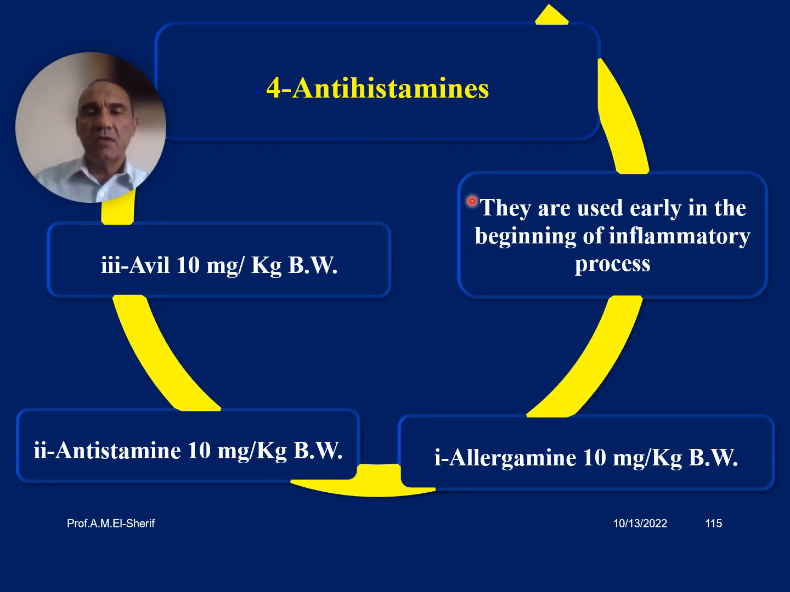Antihistaminics. They are used early in the beginning of the inflammatory process, that means in acute cases. Allergenamine 10 mg per kilogram body weight. Antihistamine 10 mg per kilogram body weight. Avil ampoules 10 mg per kilogram body weight.